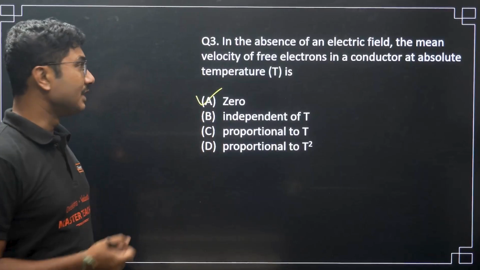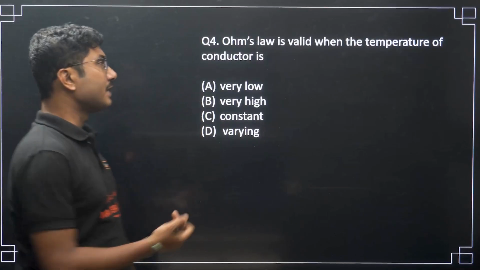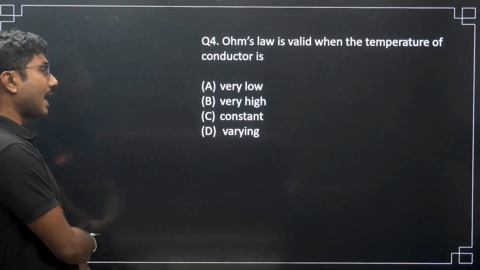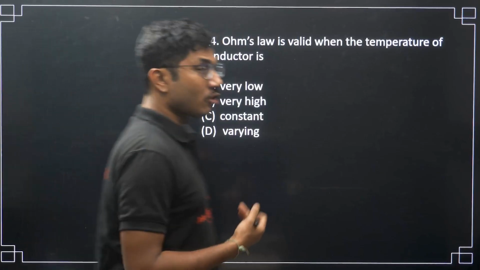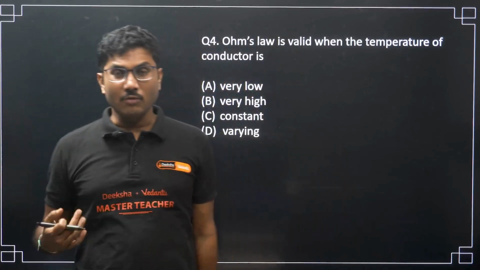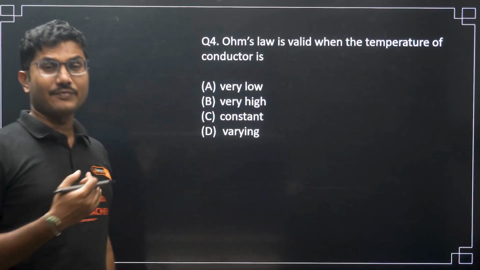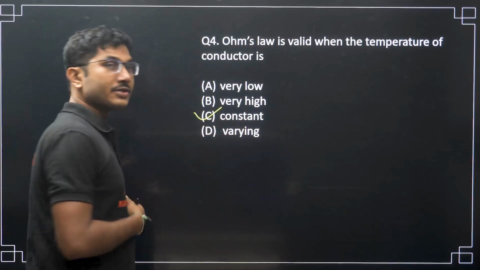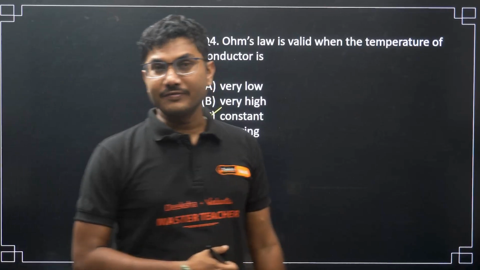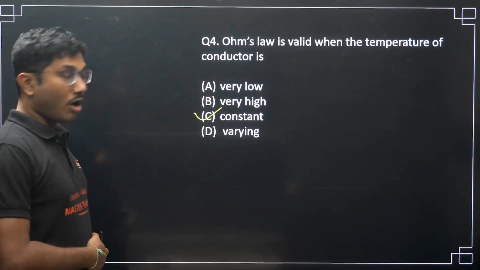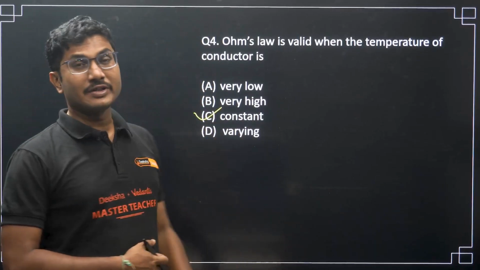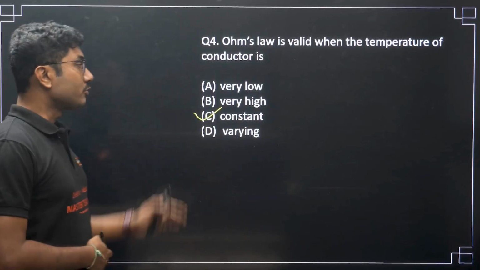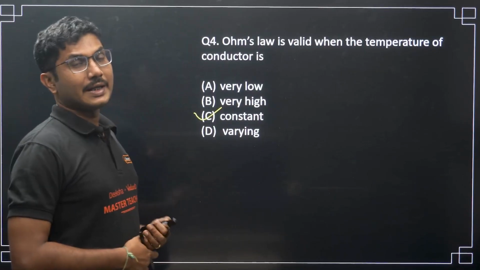Ohm's law is valid when the temperature of conductor is very low, very high, constant, varying. If you remember the statement of Ohm's law, if temperature and other physical conditions remain the same, that means if temperature is constant, then Ohm's law is valid. If temperature is very high or very low, or if it is varying with time, then Ohm's law is not applicable. So Ohm's law is applicable only when the temperature is constant.